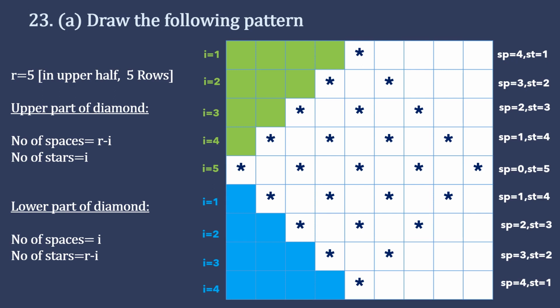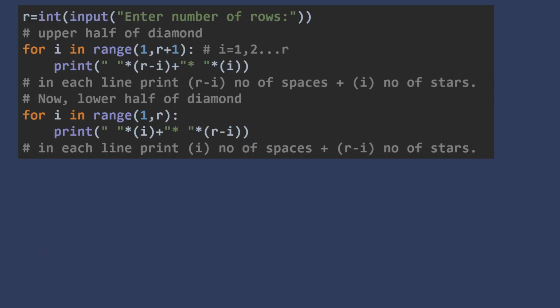Now let's do the program. Let us first enter the number of rows, that means the number of rows in the upper half of the diamond. Now we will construct the upper half of the diamond. For I in range 1 to R plus 1. So if your row is 5, then I will range from 1 to 5. So you have to give I in range 1, comma R plus 1.